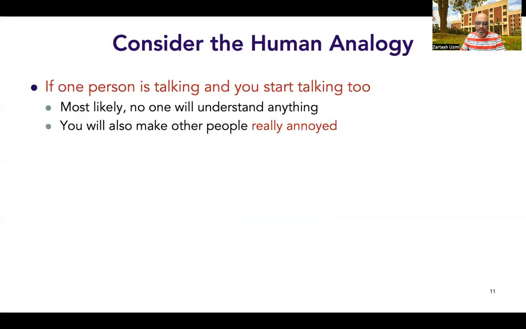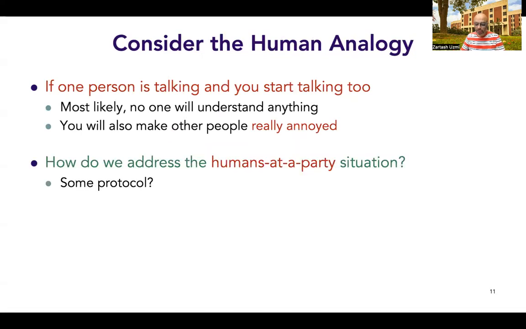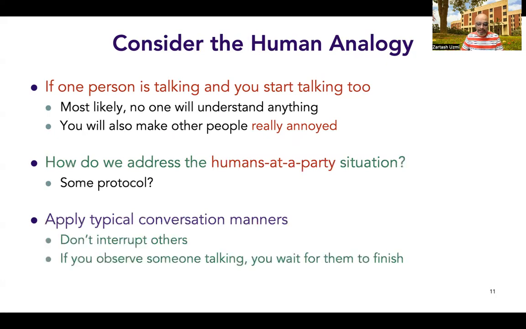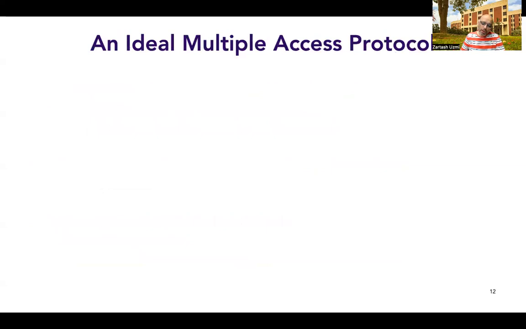So the human analogy is that if one person is talking and you start talking too, most likely no one will be able to understand. So to address this in a humans-at-a-party kind of situation, we use some sort of a protocol. Basic conversation manners tell us that a very simple protocol is that you don't interrupt others. If you observe someone is talking, you wait for them to finish. And once they are finished, then you start talking, and hopefully other people will be implementing the same protocol, and things will work out fine. Okay. So what is an ideal multiple access protocol?